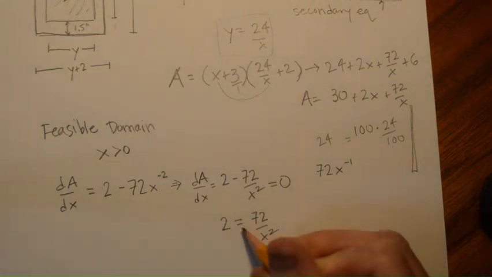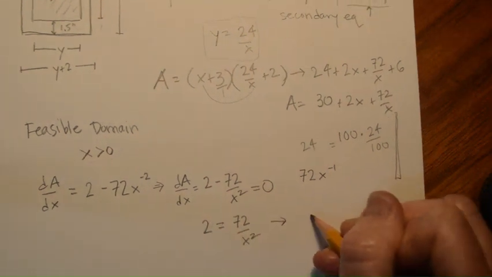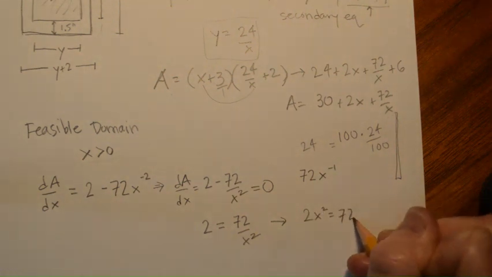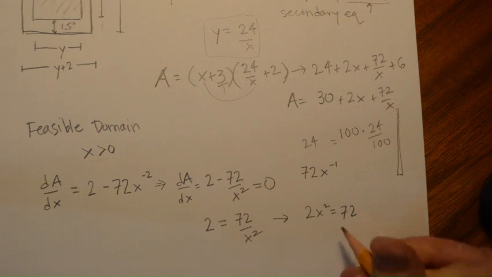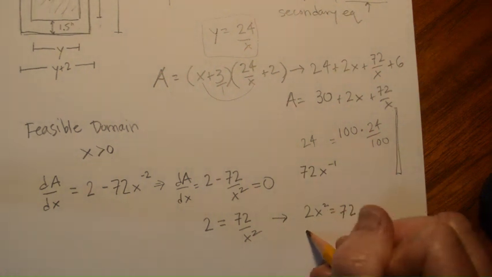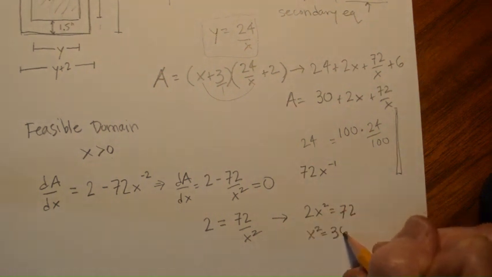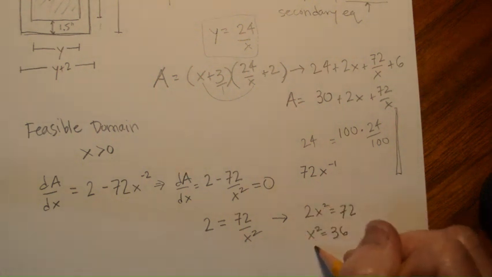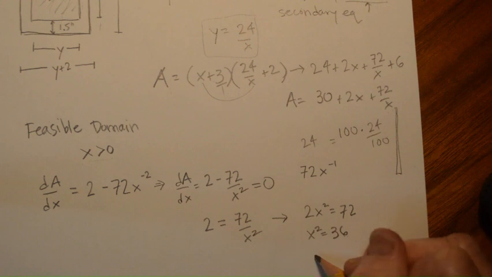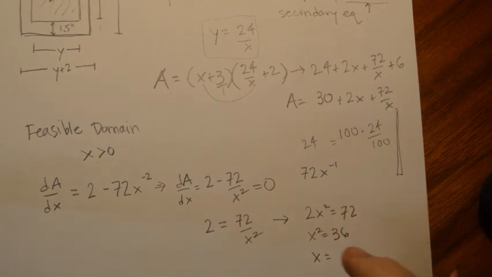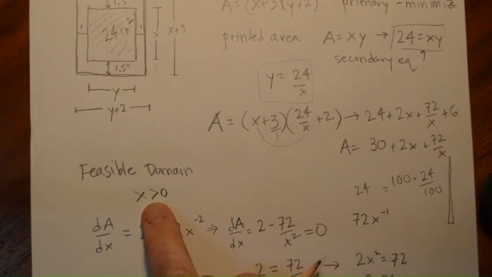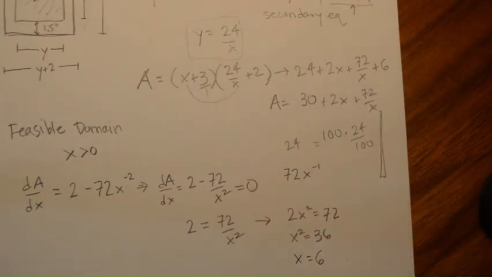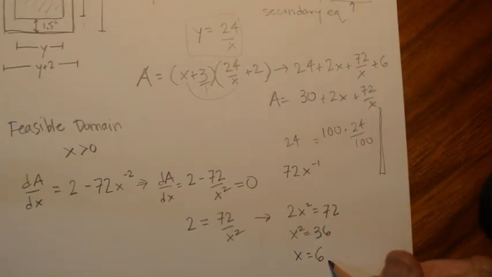And then I'm going to multiply both sides by x squared. And so I end up with 2x squared equals 72. I'm going to divide both sides by 2, so I get x squared equals 36. And then again, without a context, we would say x equals plus or minus 6 here. But because we have a context and we know that we cannot let x be less than 0, it has to be greater than 0, then x equals 6 is the only solution that makes sense.